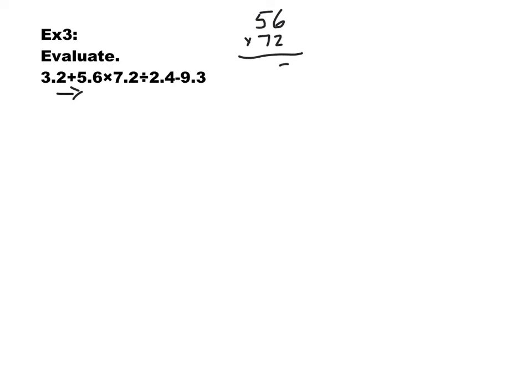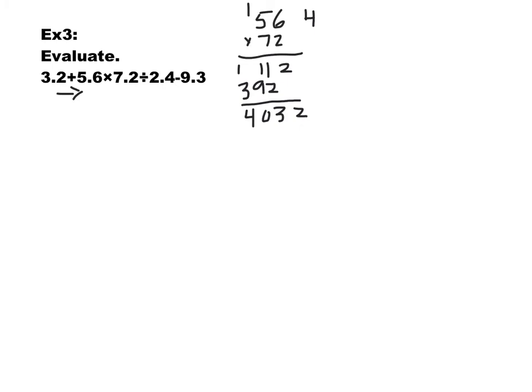2 times 6 is 12, 1 is carried over. 2 times 5 is 10, and plus 1 is 11, so 112. Now we say 7 times 6 is 42, so 2 goes here. We shift 1 left. So 4 is carried over. Now 7 times 5 is 35, plus 4 is 39. Now we add them, so 2, 1 plus 2 is 3, 1 plus 9 is 10, 0 and 1 carried over, so 1 plus 3 is 4.